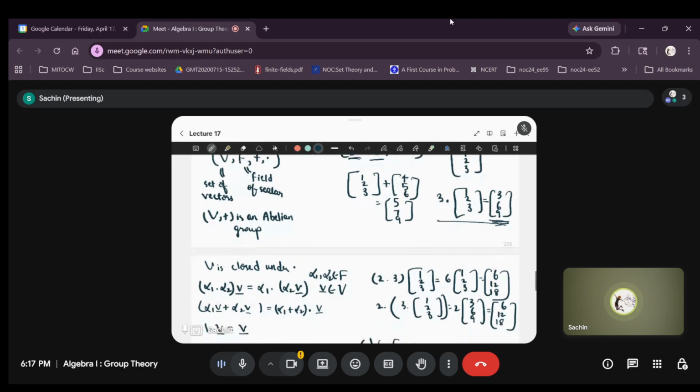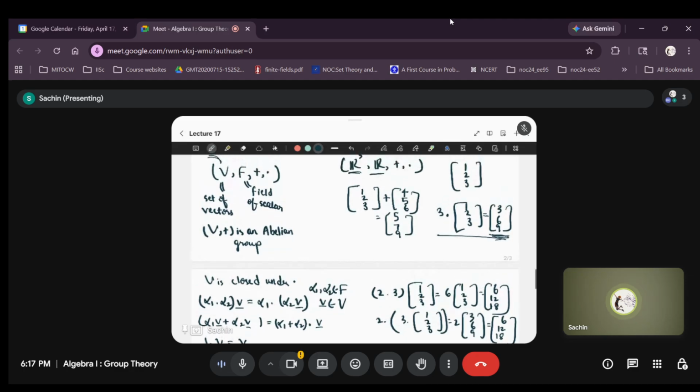That's the case here also. We define a vector space to be a set V, and F is a field. Plus and dot are operations. Plus is a binary operation between two elements in the set, and dot is an operation between an element of F and an element of V. It has these properties.